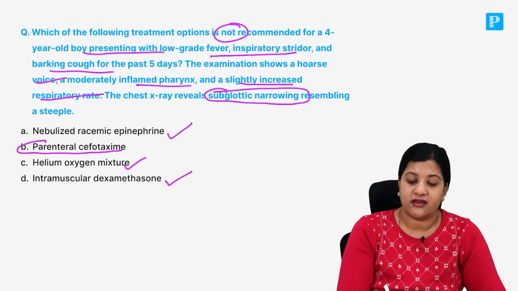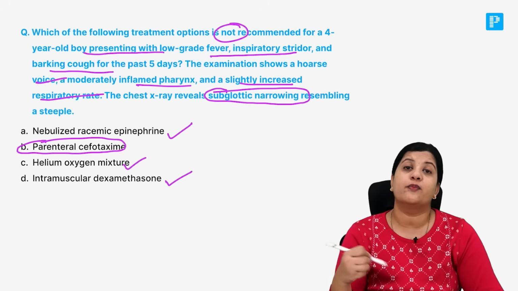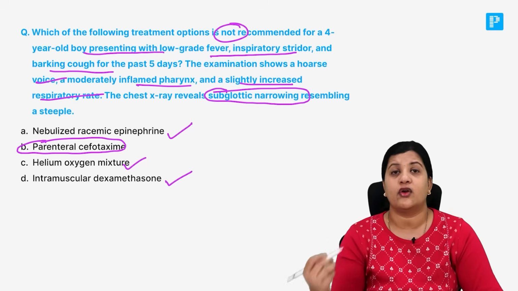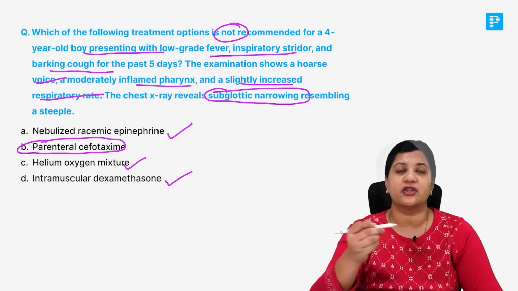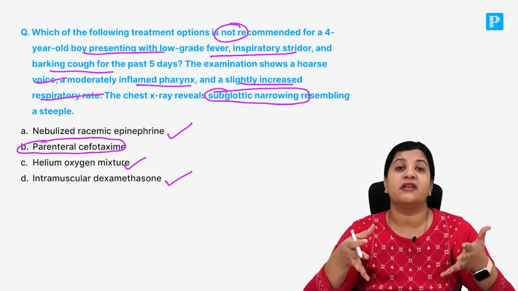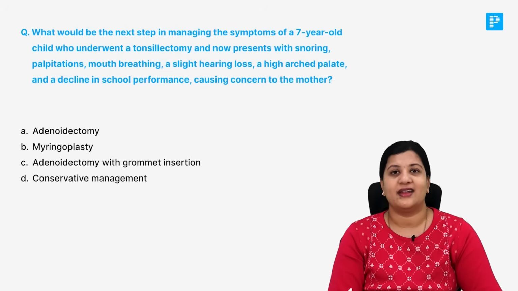Of course, we do give cefotaxime, but that's not the primary treatment. It is a treatment given to prevent secondary infection. So all the 4 options are actually right. But if you had to choose one option which is not used as the primary mode of treatment, then that has to be cefotaxime. Let's do the next question.